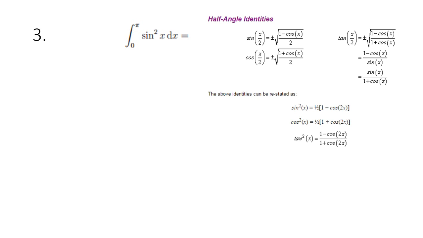Now I realize I haven't given you this before, but I think you're capable of doing this. You're using a half angle identity. And the half angle identity we want is this. So basically, we're going to turn sine squared x into 1/2 times 1 minus cosine of 2x.